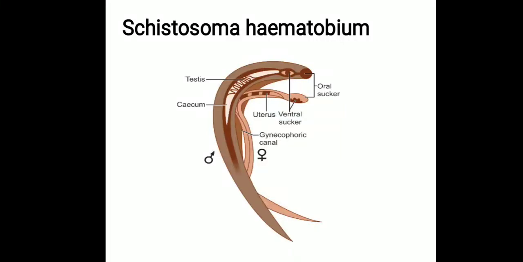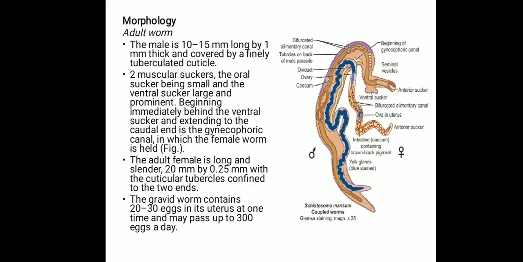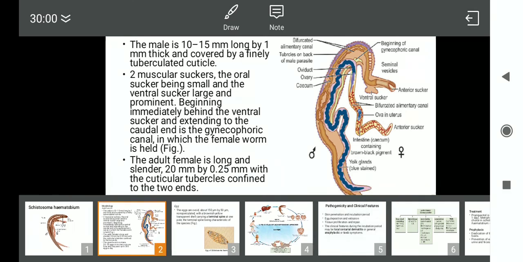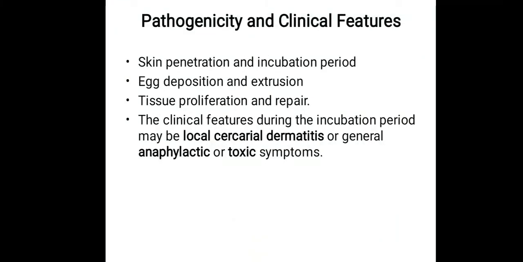Next topic, what is left out is the pathogenesis and the lab diagnosis of Schistosoma haematobium. So this will be part 2 of the video. Okay, so we have the pathogenesis or pathogenicity and clinical features.